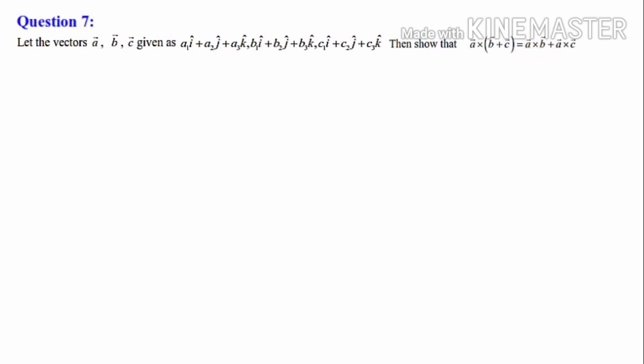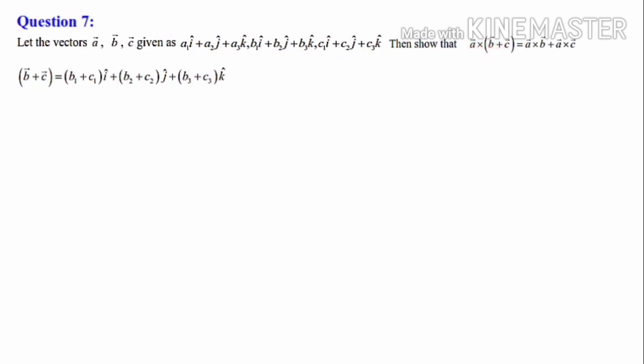Here on the left hand side, first of all we have to calculate vector B plus vector C. Addition of vectors is very simple. We have to add the components. So the i components are b1 and c1: b1 plus c1 into i cap. Then b2 with j and c2 with j: b2 plus c2 into j cap. Then b3 and c3 with k cap: b3 plus c3 into k cap. So it is written. Then we have to go for A cross (B plus C).